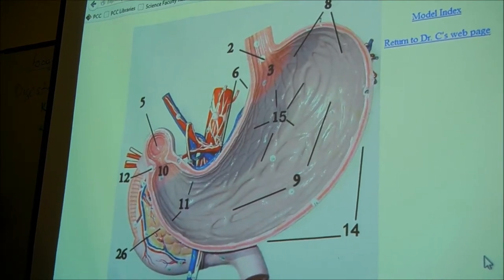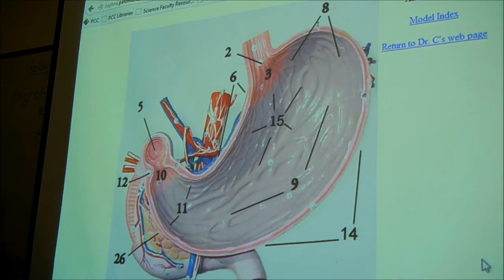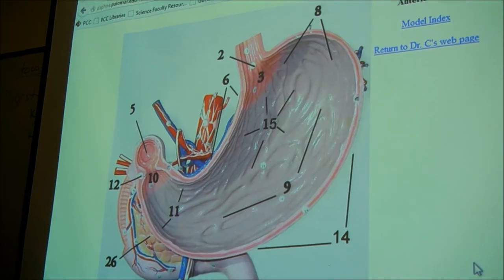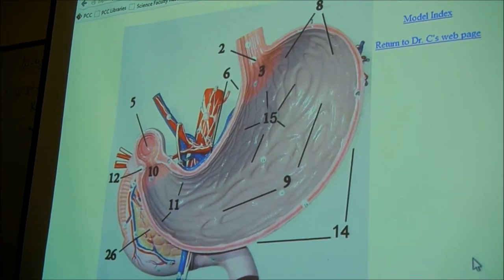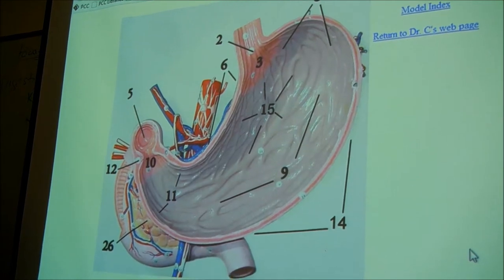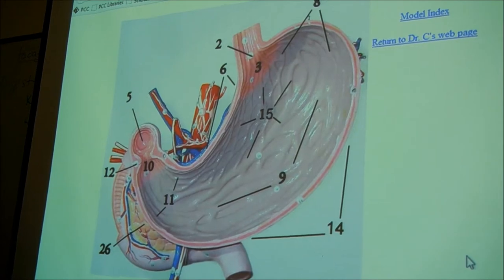Okay, let's find some. Number 15, my favorite word. Rugae. Guaranteed to be on your quiz. The bumps and folds in your stomach. And you can't see chyme, I hope. Is that for absorption purposes? Or to stretch out your stomach. As your stomach fills, they flatten and compress.